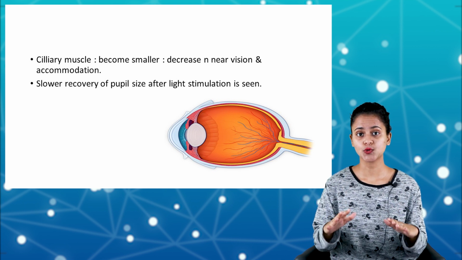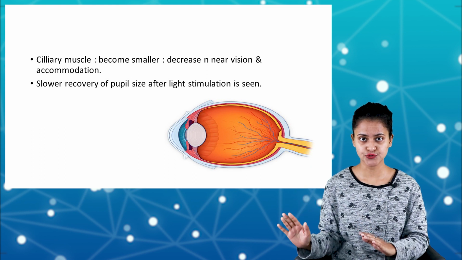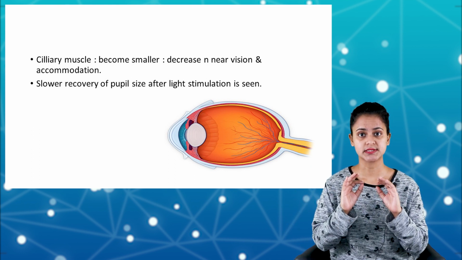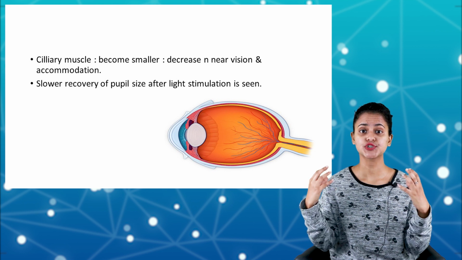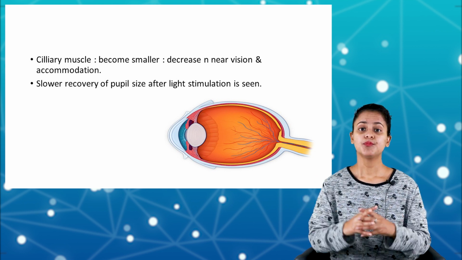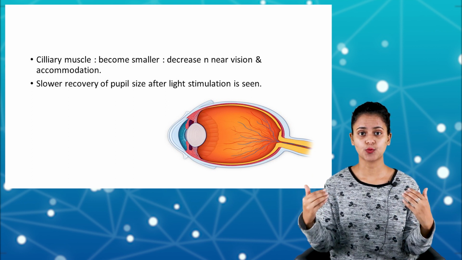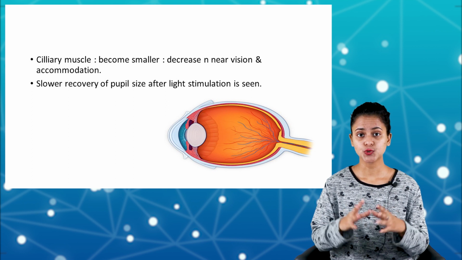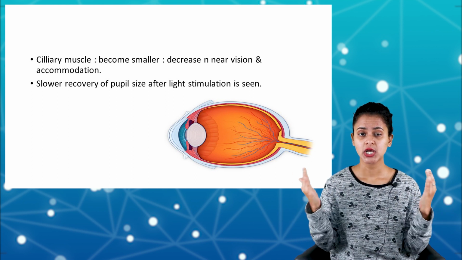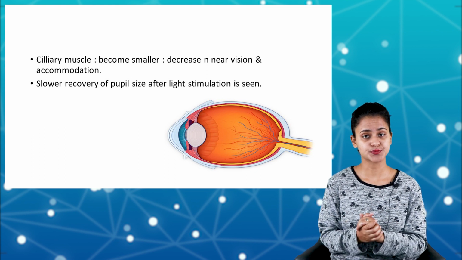So that is the reason often we are going to see the near vision of the individual will be disturbed. Even accommodation of the eyesight will be disturbed with the aging process. Pupil recovery will be very slow if exposed to light. So these are the common changes along with the visual system we are going to see along with the aging process.